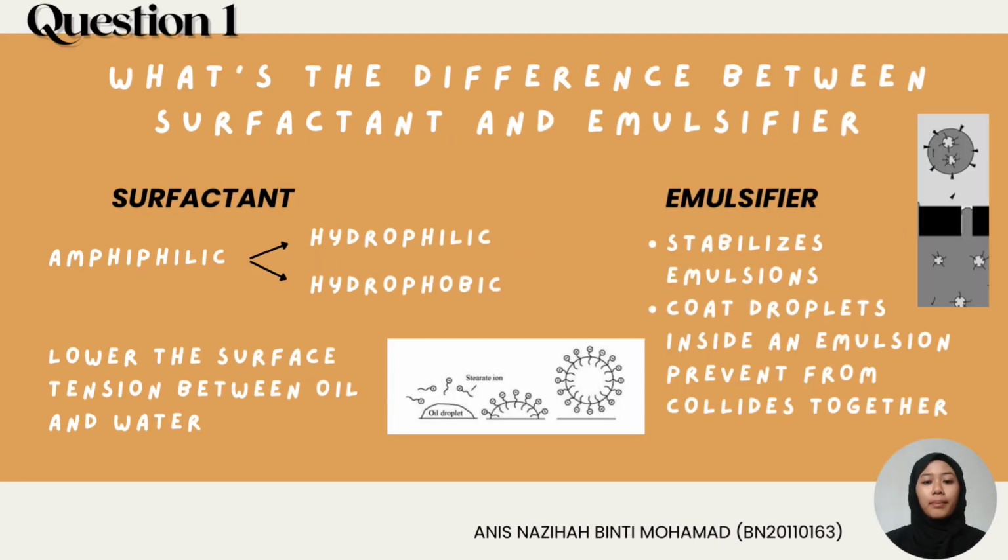nausea. Question 1 is, what is the difference between the surfactant and emulsifier? Surfactant can lower the surface tension between oil and water when they are attached to the interface of oil and water. This is because surfactants are amphiphilic, which is they contain hydrophilic and hydrophobic characteristics. Meanwhile, emulsifiers have the capability to stabilize the emulsions by coating a droplet inside emulsions, thus preventing them from aggregating.